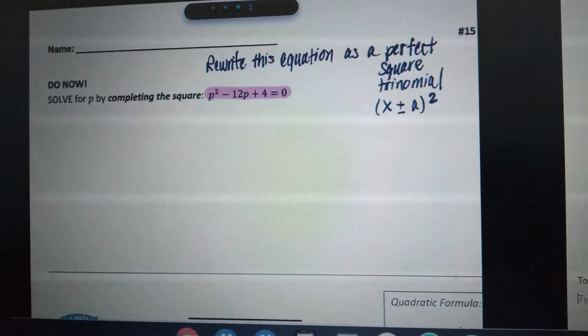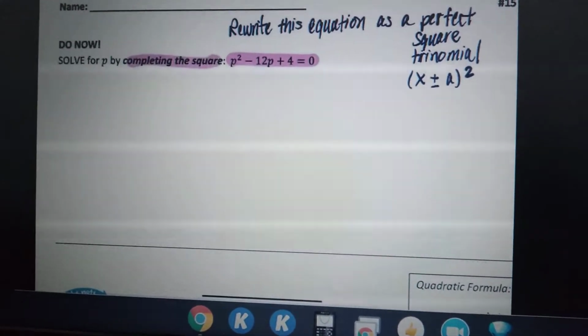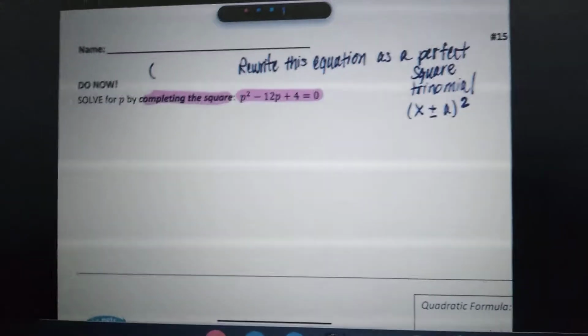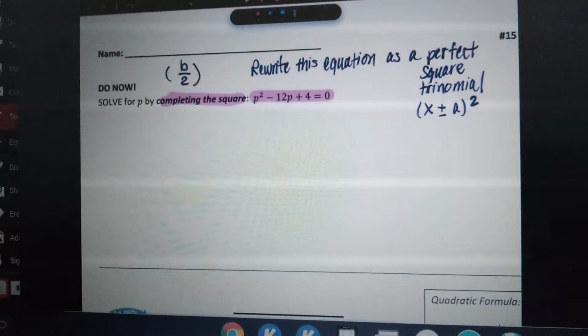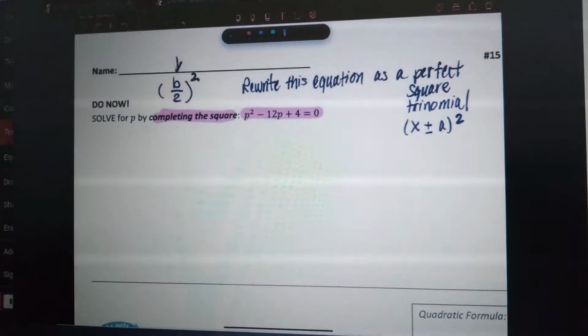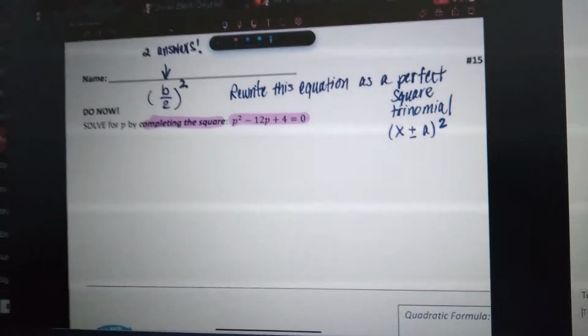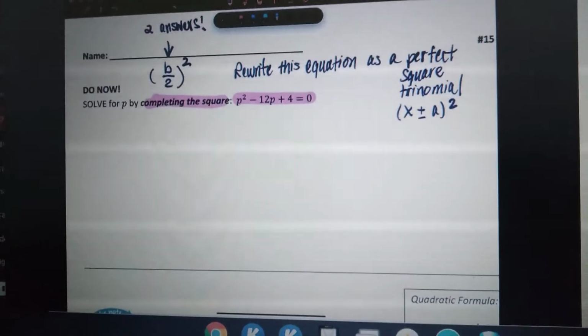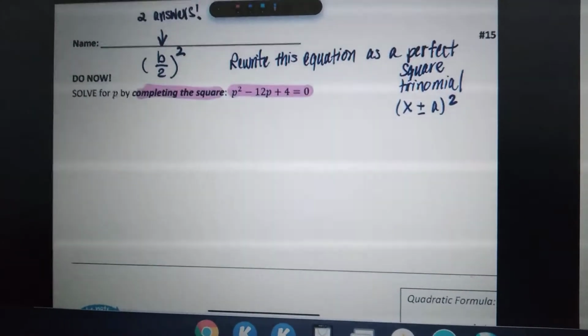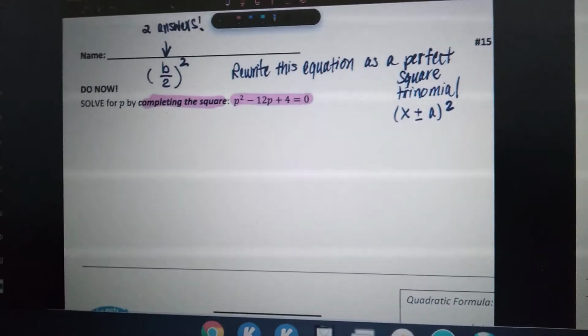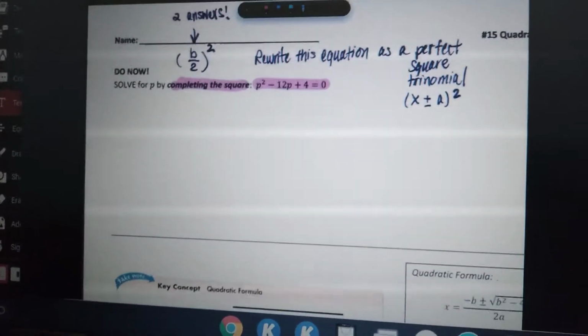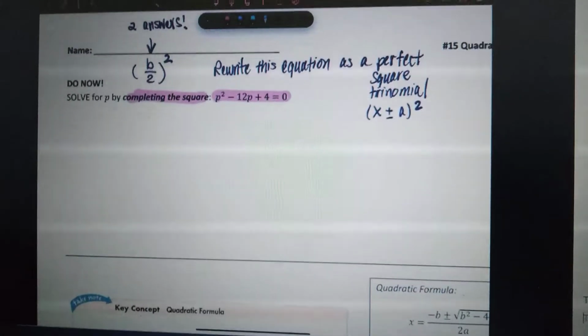Okay. What do I need in order to complete the square? In order to complete the square, you must use b over 2 squared. This gives you 2 answers. Everybody remember that from last week? Okay, I got only 2 thumbs up. 2 people who remember this. Thank you, Maimuna.